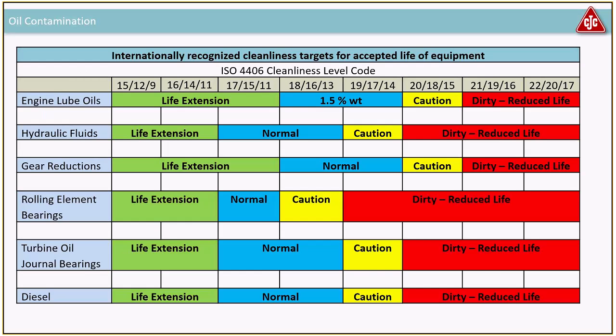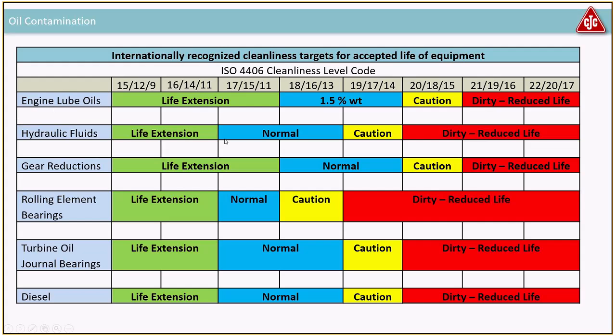This I collected from a lot of different suppliers of systems here. So it's not all of them I agree fully with. For example, gears, here the recommended for gears is an ISO code 18/16/13. I would think that you need cleaner actually for gears, but yeah, that's what the OEM says, or the manufacturers.